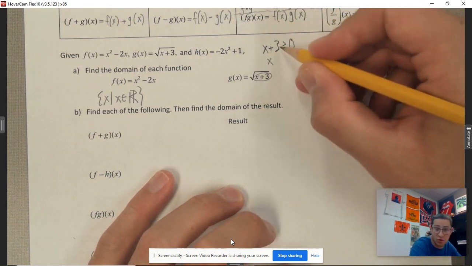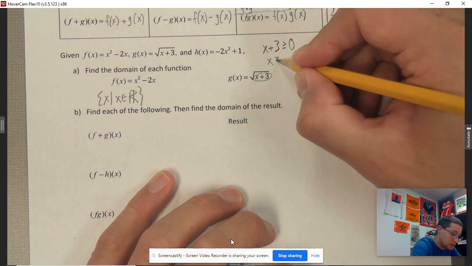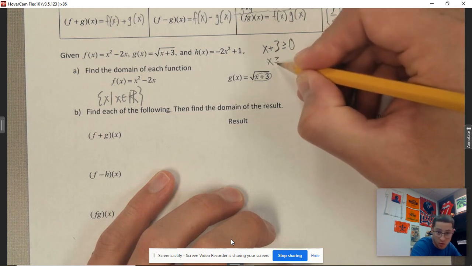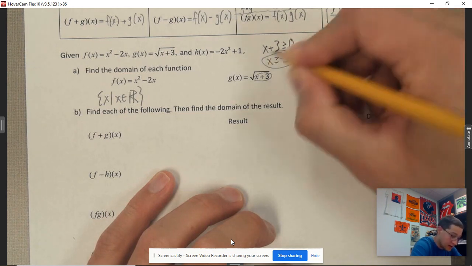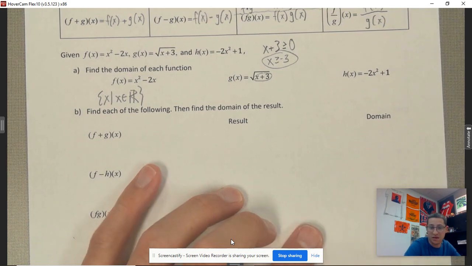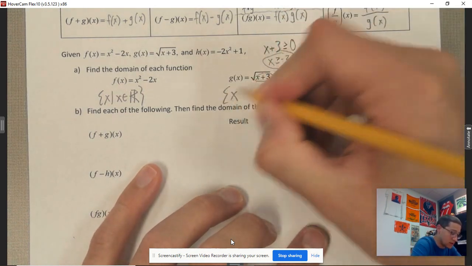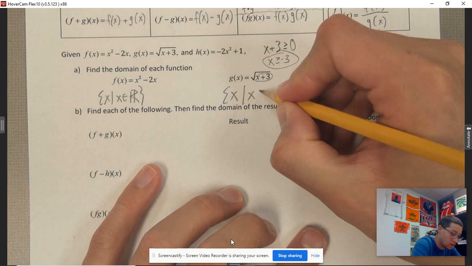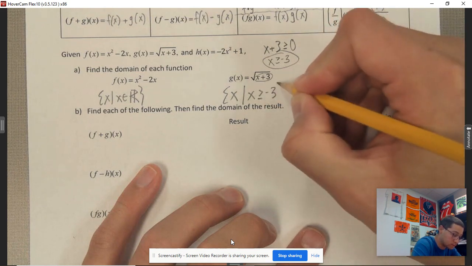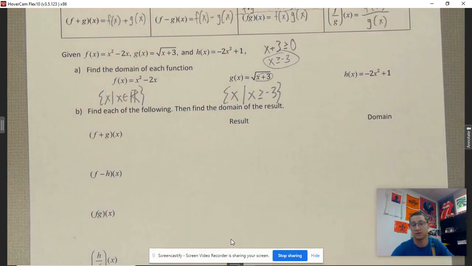So we just solve from here. We subtract 3 on both sides, so x has to be greater than or equal to negative 3, and that's my domain. We could just write it in set builder notation, and that would give us our domain. Now, we always want to reason through these. Do not try to memorize.